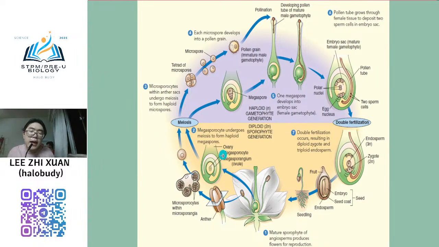At the same time, the female one contains megasporocyte. So this is the initial structure. It will undergo the meiosis process to produce megaspore. After that, once the pollen grain is already produced, it starts to stick on the stigma of the plant through the pollination process.